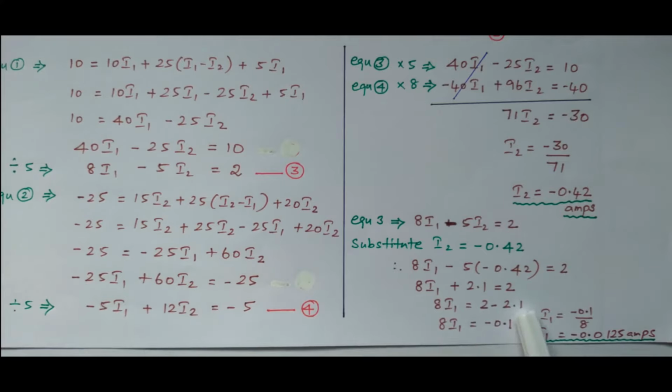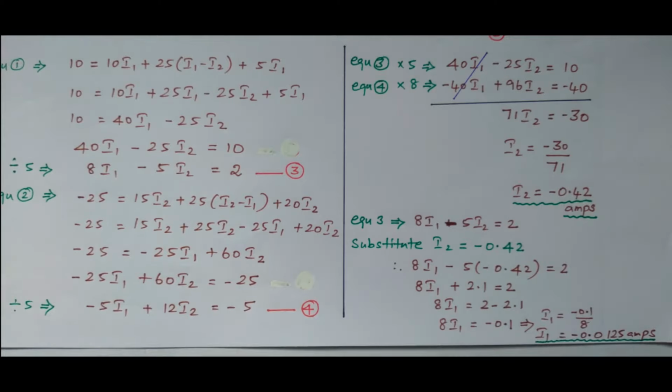So I1 equal to minus 0.1 divided by 8, that is nothing but minus 0.0125 amperes. So now we got the I1 value also. So I2 value is minus 0.42 ampere, I1 value is minus 0.0125 ampere.